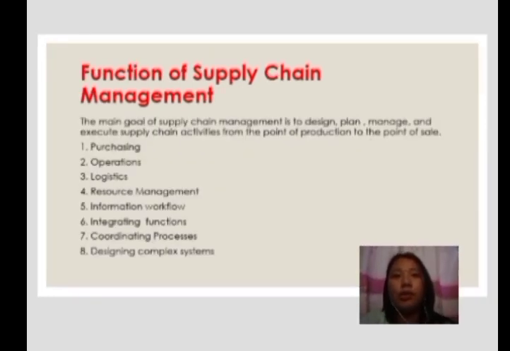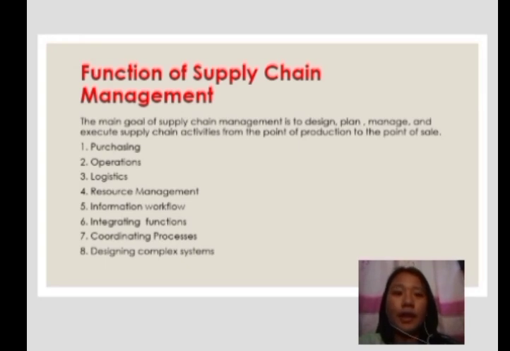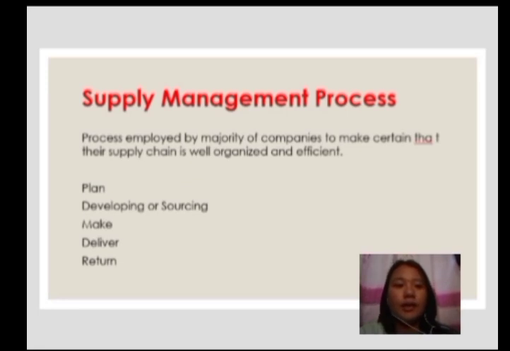Function of supply chain management. The main goal of supply chain management is to design, manage and execute supply chain activity from the point of production. Types of function of supply chain management: purchasing, operation, logistics, resource management, information workflow, integration function, coordinating processes, designing complex systems. The supply management process is a process employed by the majority of companies to make certain that their supply chain is well organized and efficient.